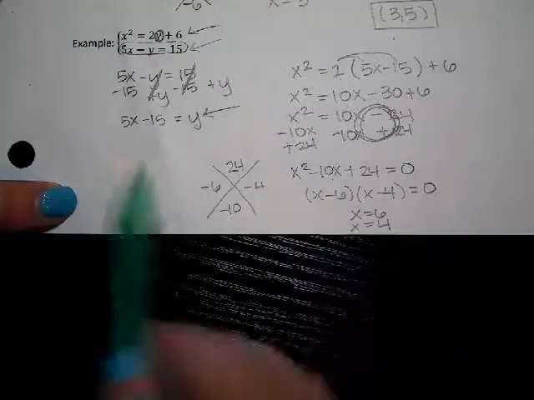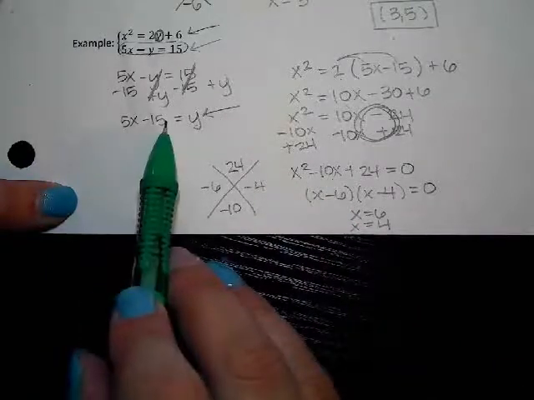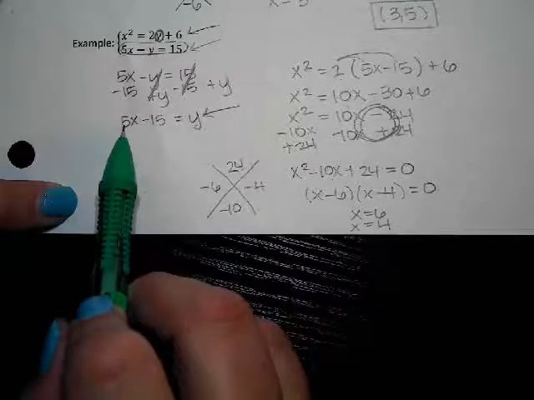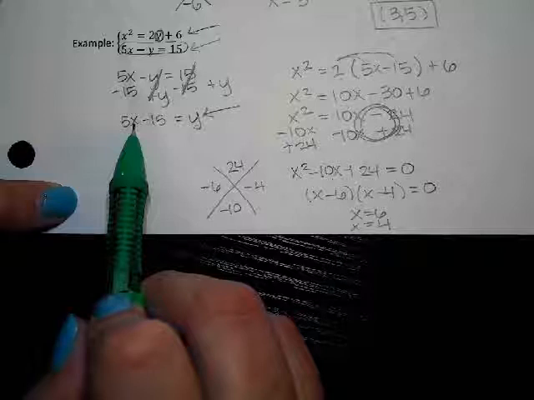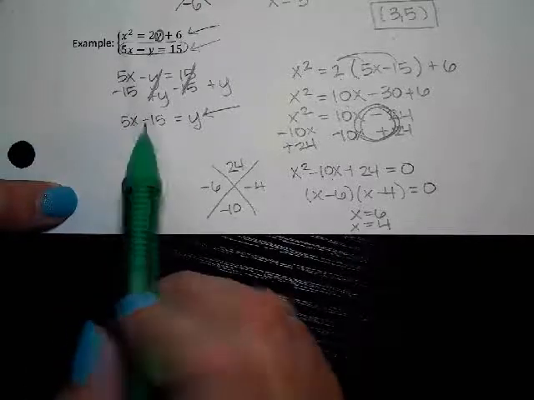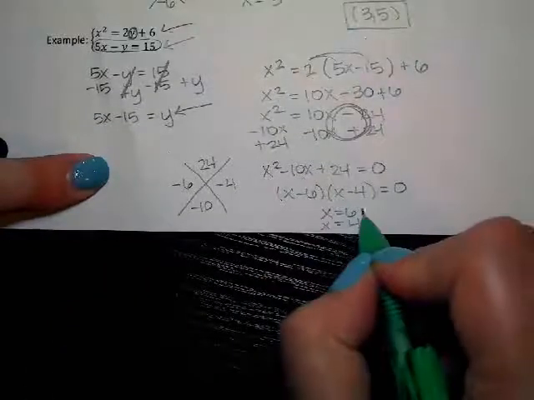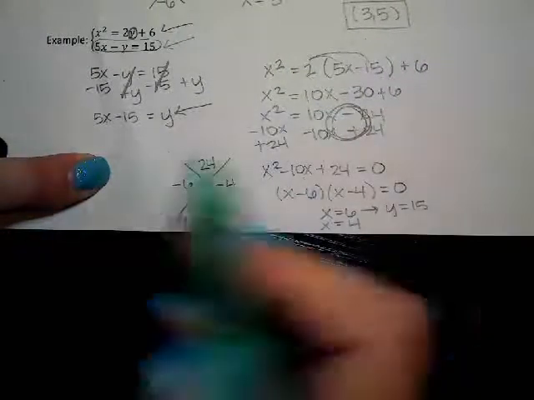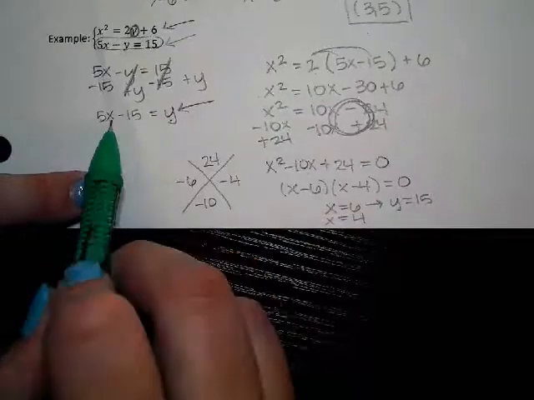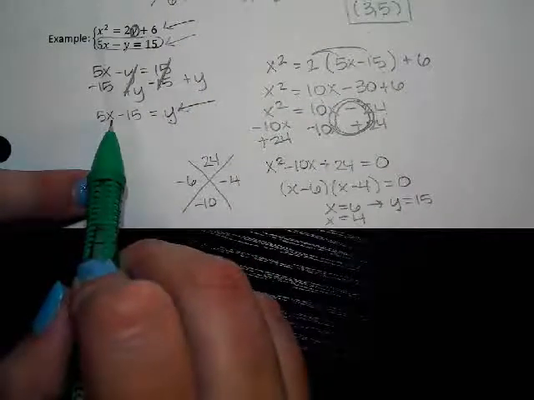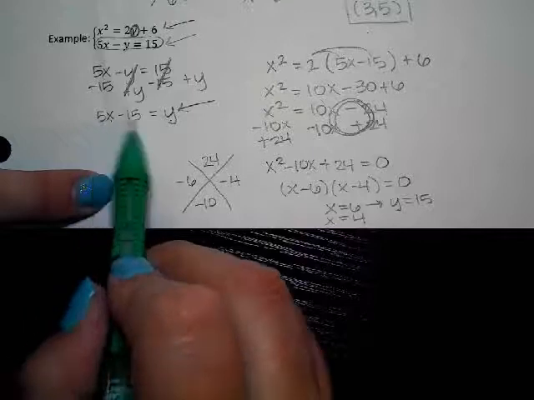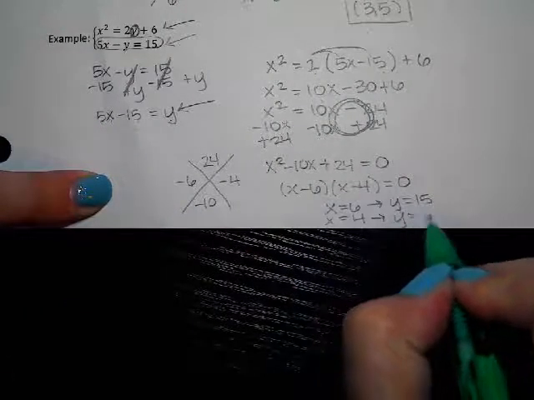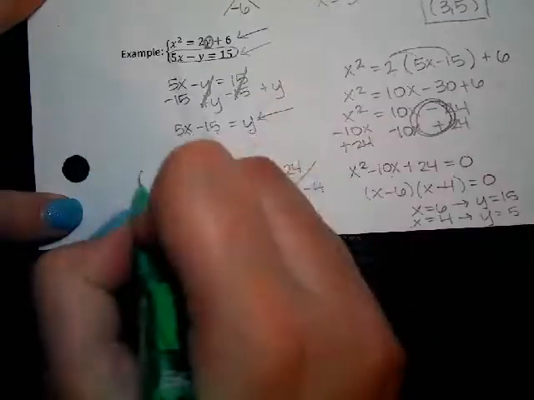It's already solved for. So 5 times 6 is what? 30. 30 minus 15 is 15. So when we have x is 6, y is 15. Okay? 5 times 4 is 20. 20 minus 15, 5. So y is 5. Okay? So our 2 points are 6, 15 and 4, 5.